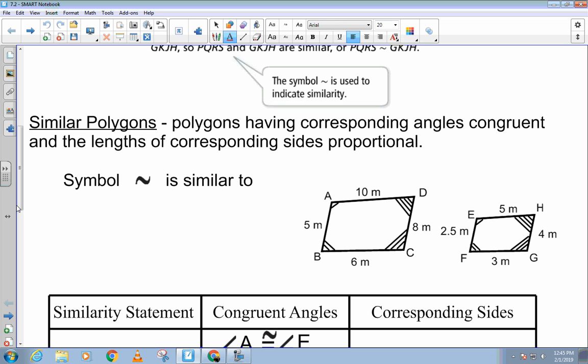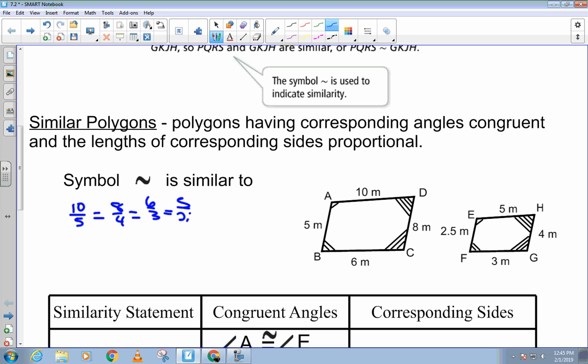And then if we look at all of the corresponding sides, we could say, okay, well, 10 is to 5, as 8 is to 4, as 3 is to 6, as 6 is to 3, as 5 is to 2.5. And all of those are equal to what? They're all equal to 2, okay? So they all reduce to be the same amount. So we know that the sides are proportional, and we can see that the angles are congruent.